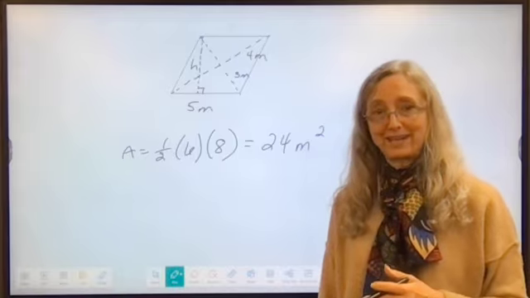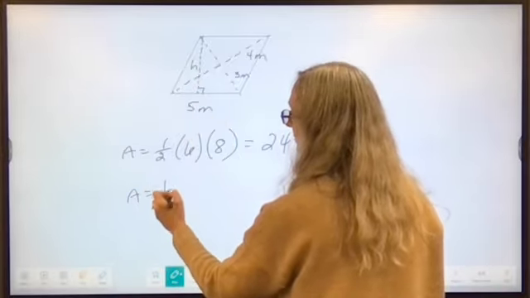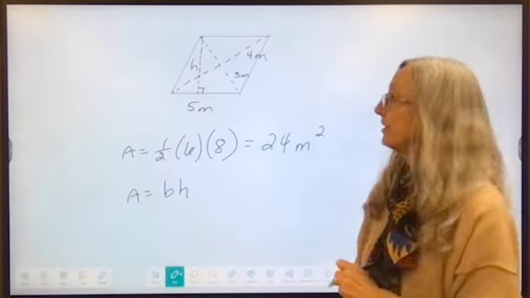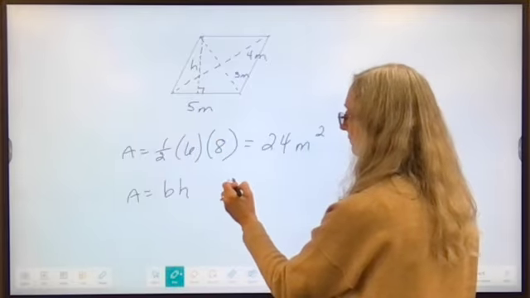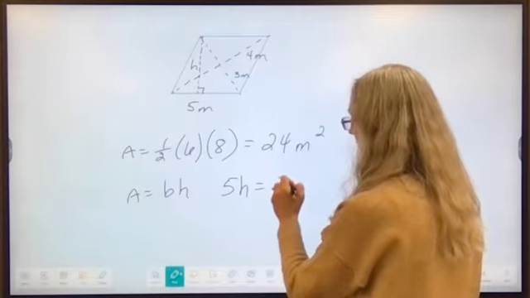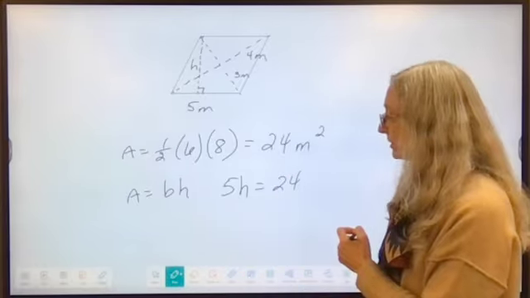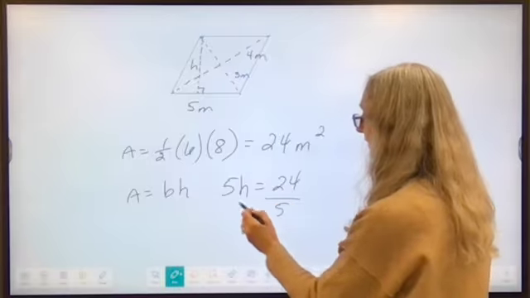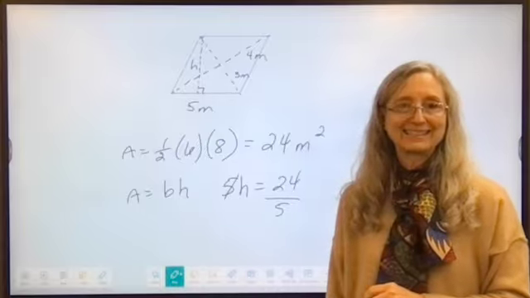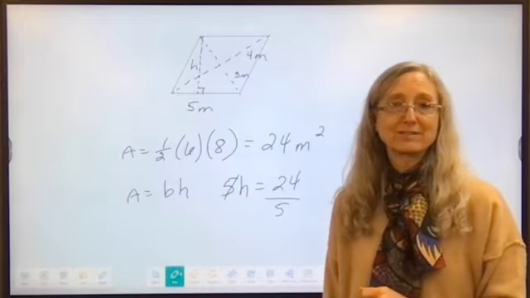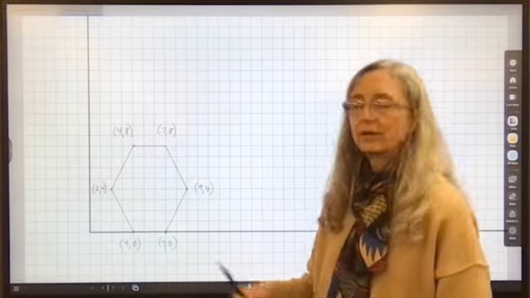Now we're going to use that area to find our height, because the area is also the base times the height. And our base happens to be 5. The height we don't know. So 5 times h equals 24. Now we know the area is 24. So in order to solve for height, we will divide by 5. And our height looks like 4.8, or 4 4/5 meters.